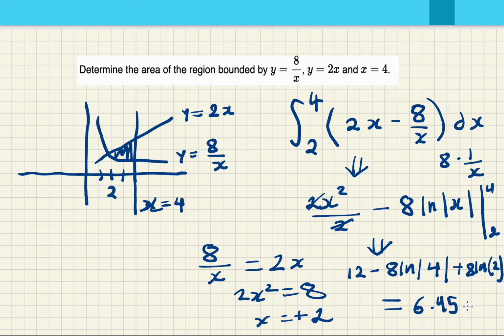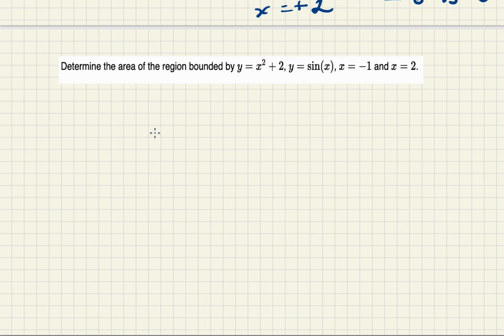6.4548, and we can use a calculator for this part. The hardest step is creating our integral and making the graph. This is our next question.